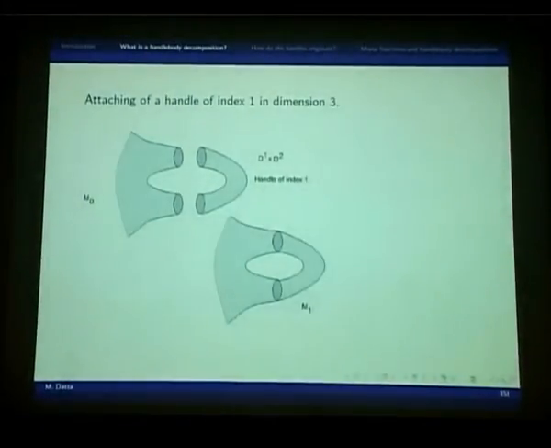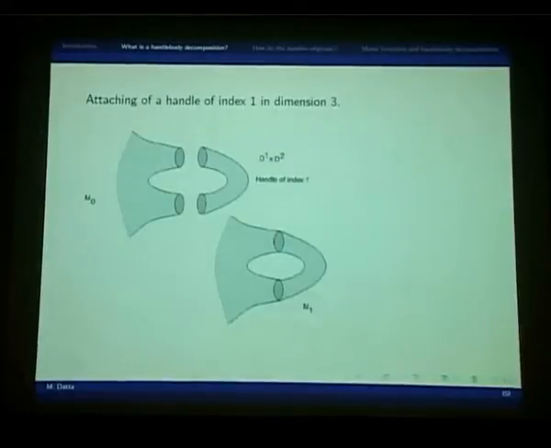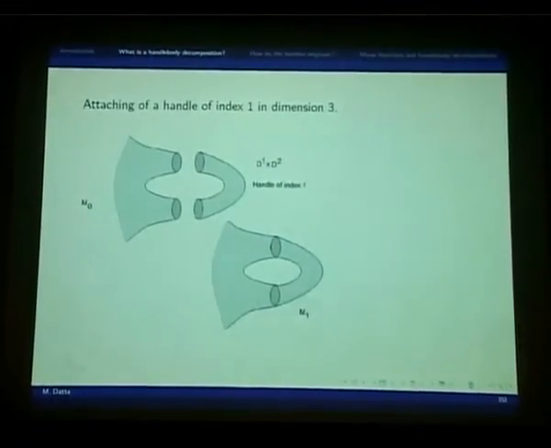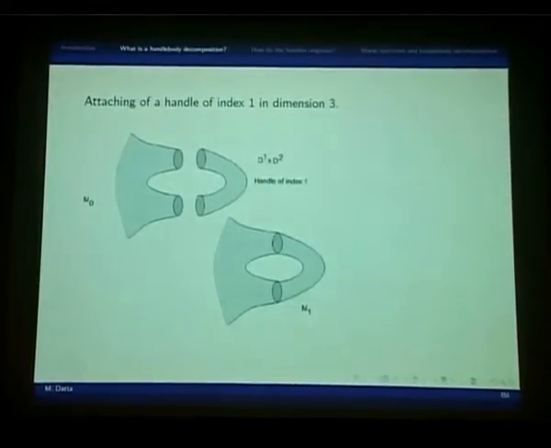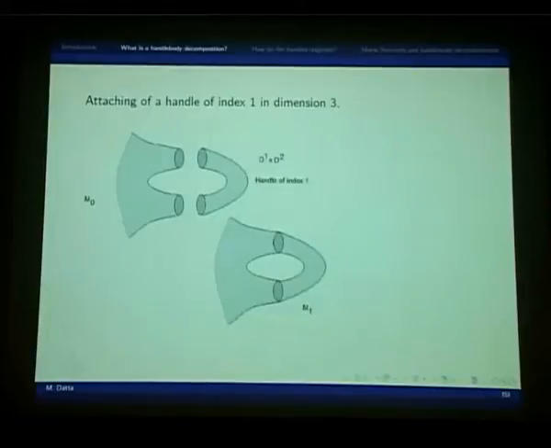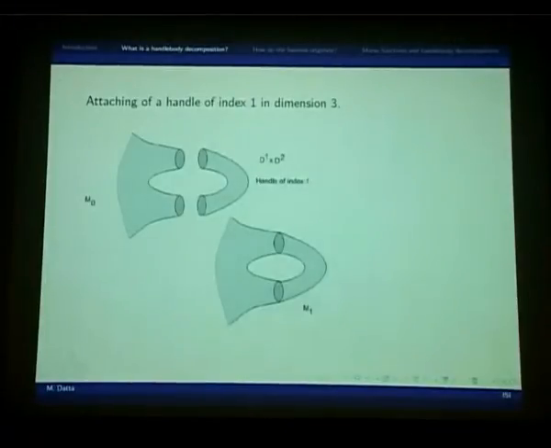So the handle is D1 cross D2. Now its boundary will be S0 cross D2, since the boundary of D1 is S0. S0 is the 0 dimensional sphere, which means it has 2 points. So S0 cross D2 means 2 copies of disks. So in the boundary, as you can see, there are 2 copies of disk. I have an embedding into M0, which will exactly fall onto the 2 disks shown in dark gray color, and then the quotient manifold will look exactly like M1.